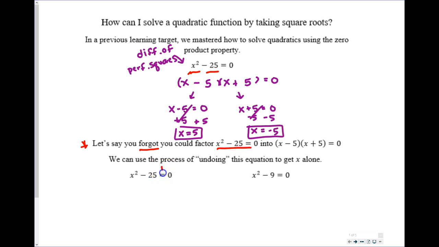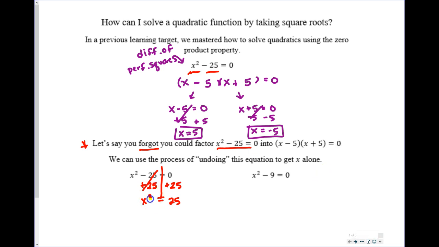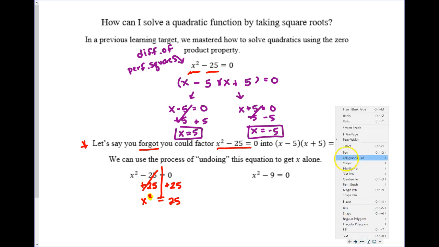When I have x squared minus 25 equals 0, I always want to try and isolate the x squared when I solve this way. So I'm going to undo the 25 by adding it over, just like I would if this were an x by itself already. I get x squared equals 25. Now I've got this square, and that's really the problem, that is what's getting in the way of solving this. But today I'm going to teach you that there is a way to undo that.